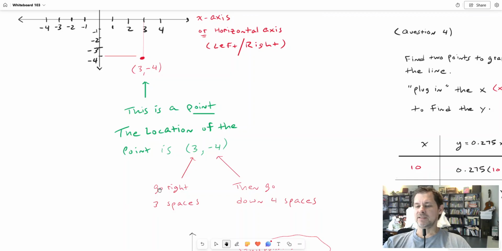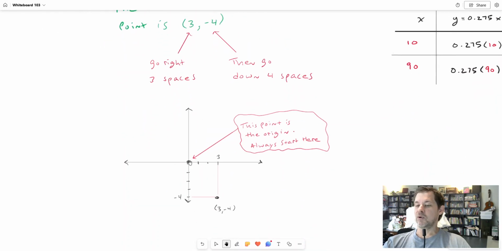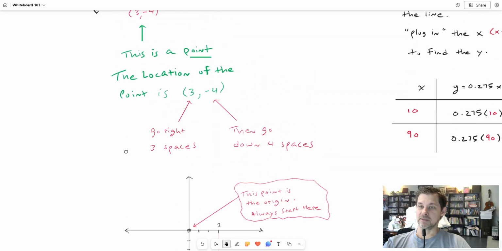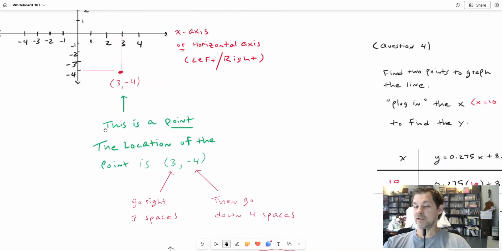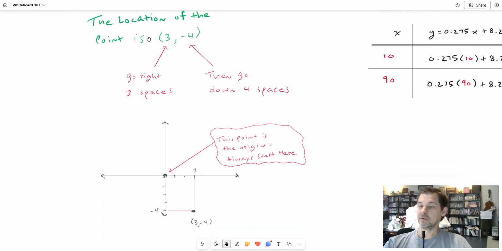Now, if I say go right 3 and down 4, I mean from this point that's right there in the middle where the two axes meet. That's called the origin. You always start there. So I implied that when I described this a minute ago, but yes, to get to this point, you start there in the middle at 0 for x and y, and you go right 3 and then down 4. Okay, so always start right there at the origin, and then you can go left and right or up and down according to the point.